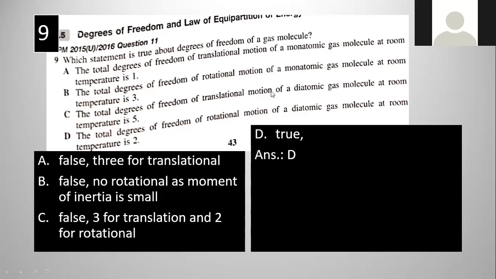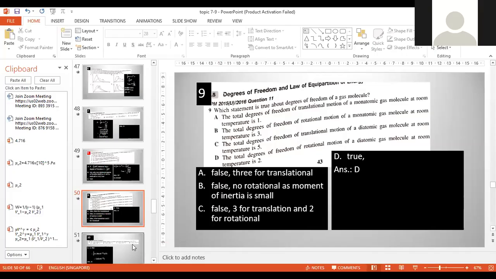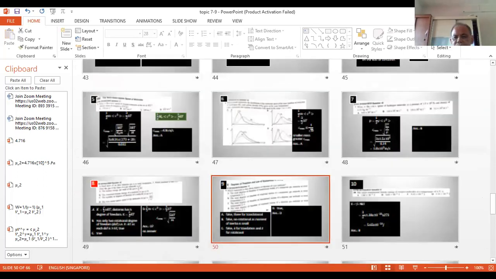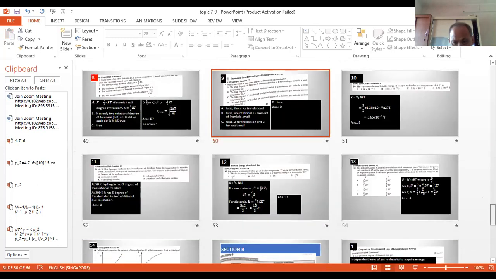Number 13. You can find that this topic will come out in objective.